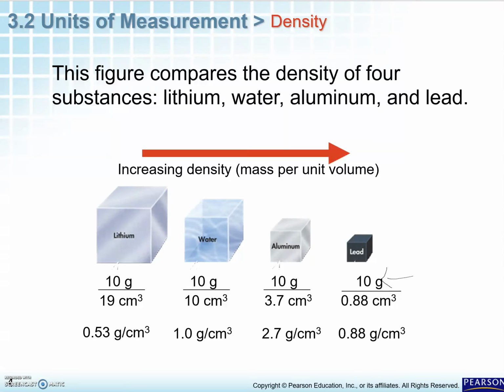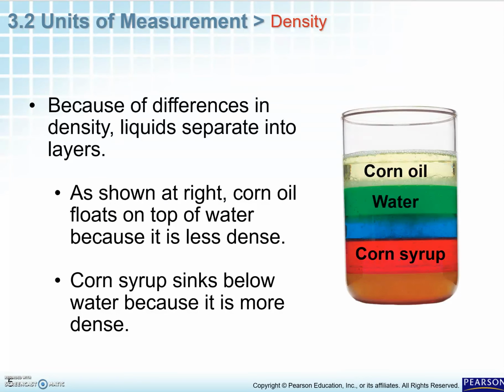Now notice how the amount that they weigh is all the same for each one of these blocks. However, the amount of space they all take up is very, very different. And that's what results in the different densities. Because of these different densities, liquids are going to separate into layers. And additionally, whenever you put a solid into a liquid, you can determine if it should float or if it should sink.